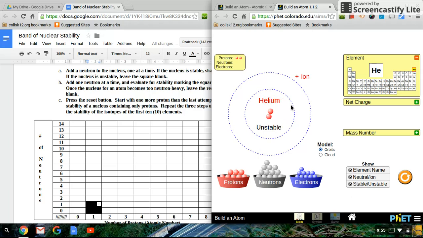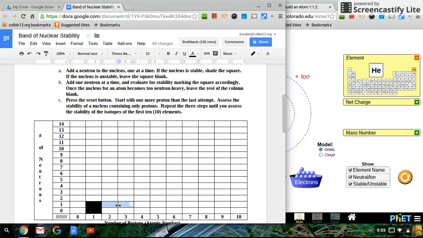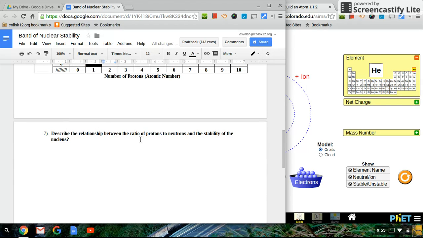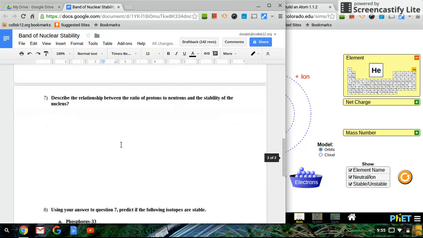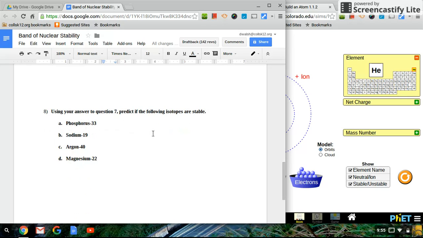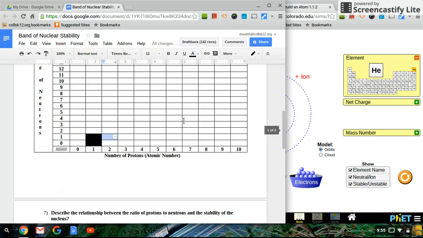Okay. So now you would do the same thing, and now we're going to start with 2 protons. Okay. And look, in the helium atom, 2 protons with no neutrons is unstable, so we leave that blank. But this one now is stable with neutrons. So you're going to go through and you're going to do all of that. Then the last thing that you're going to do is you're going to try to figure out what the relationship is between the number of protons and neutrons and how they are stable. So I would definitely show some math. And then you're going to use that answer to predict whether these isotopes are stable.